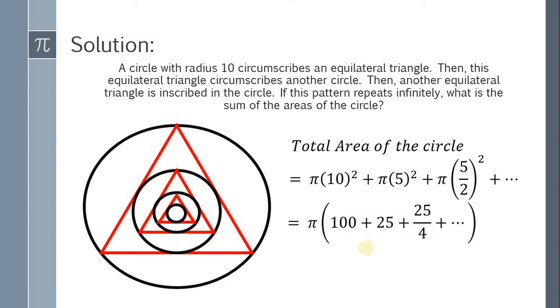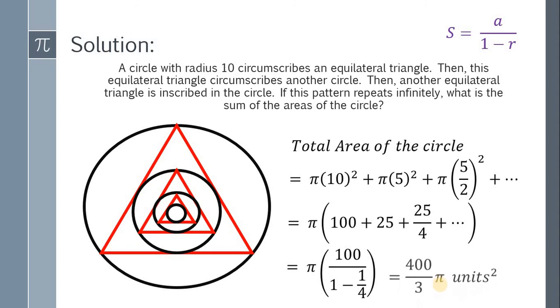Now, notice that this sequence is what we call an infinite geometric sequence, and the sum of the sequence is given by the formula a over 1 minus r, where a is the first term and r is the common ratio, wherein r is between -1 and +1. Now, using this formula, we have pi multiplied by 100 over 1 minus 1 over 4, simplify, and we get the sum of the areas of the circles, which is equal to 400 over 3 pi square units. And we're done.